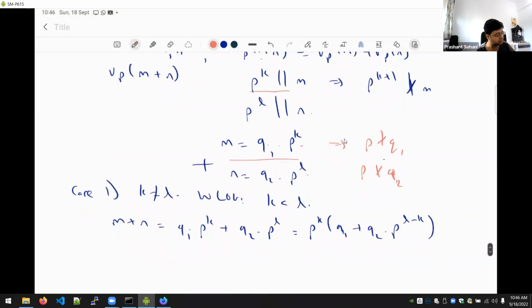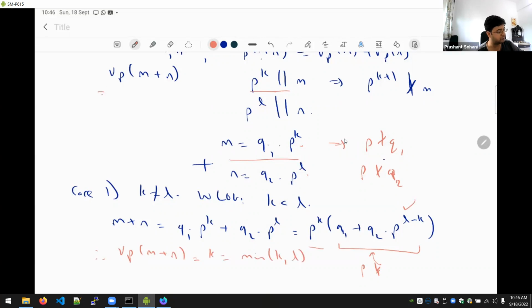Therefore, what can you say about this term? m plus n is p raised to k times this. Do you see that p cannot divide this term? Because p divides the second part definitely, and p does not divide q1. Therefore, p cannot divide this sum also, right? So therefore, what will be the Vp of m plus n? It will be k. In other words, it is the minimum of k and l.